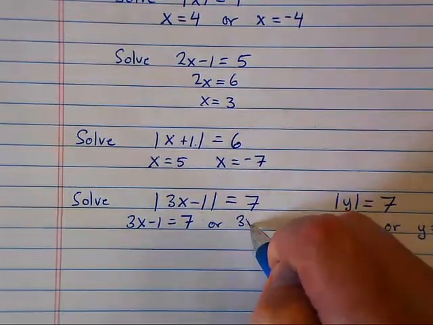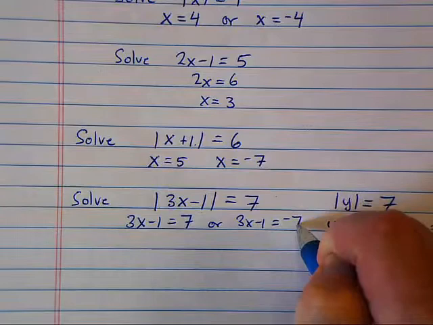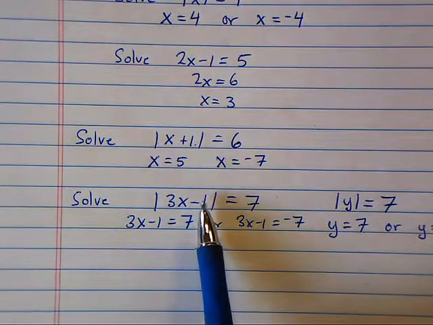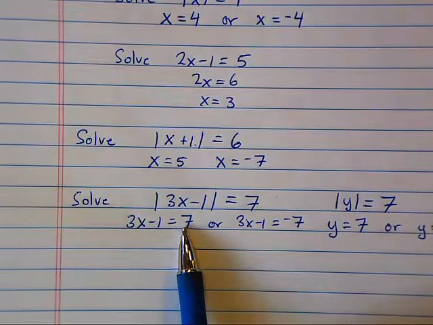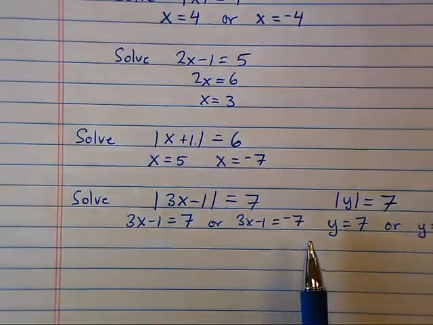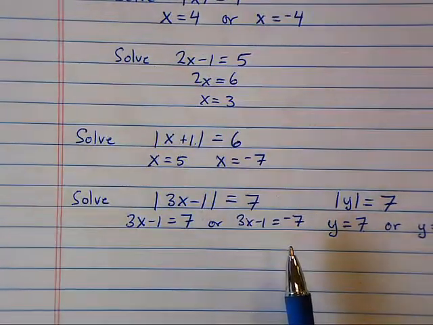Or 3x minus 1 equals negative 7. That's how you get rid of those absolute value things. You end up writing two little equations. The thing inside the brackets could be the number 7, or the thing inside the brackets could be the number negative 7, because those are the only two numbers that have an absolute value of 7. Then you have to solve each one.